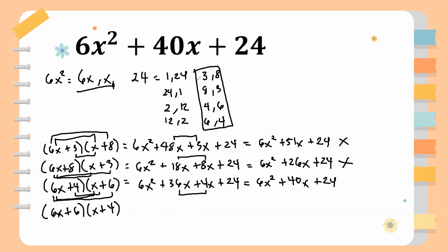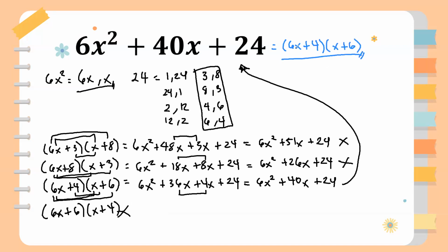Now, since parehas na silang dalawa, ayan, parehas na sila, kahit wag na natin itong itry. So, for sure, mali na ito. Okay? X na to agad. Sige, so ibig sabihin yung factored form niya is, we have 6x plus 4 times the quantity of x plus 6. Ito na yung final answer natin.